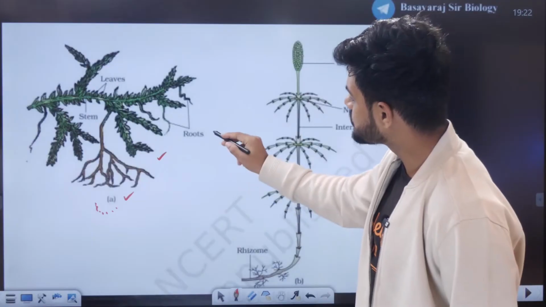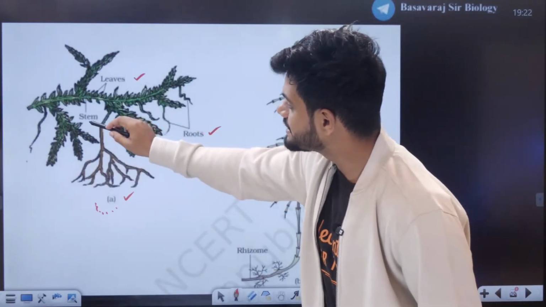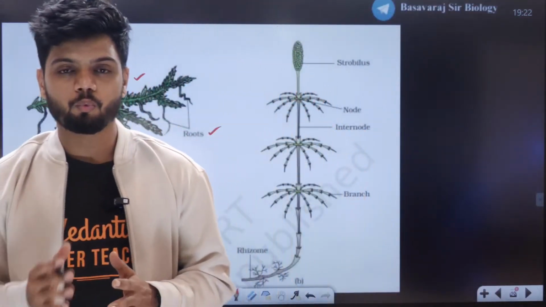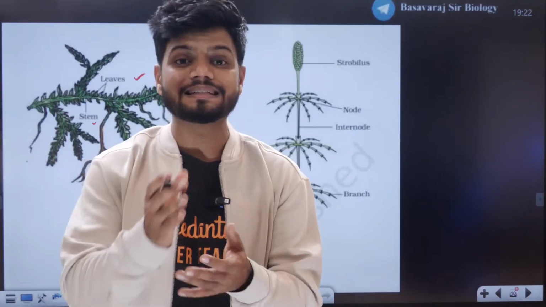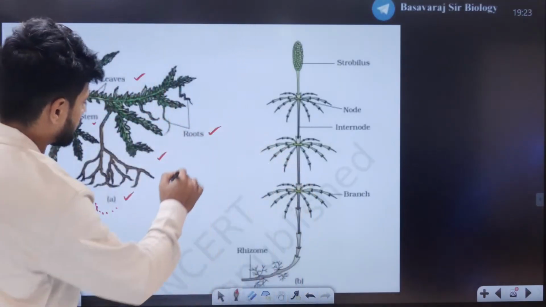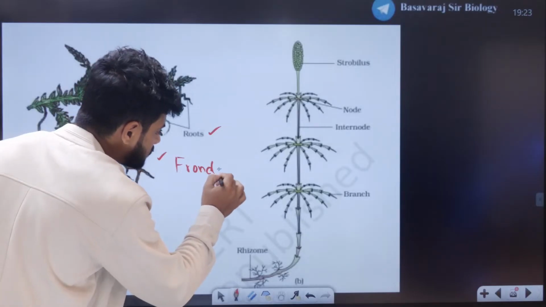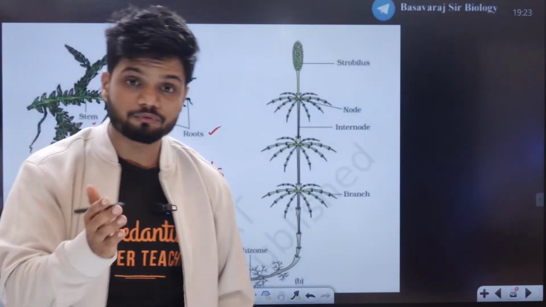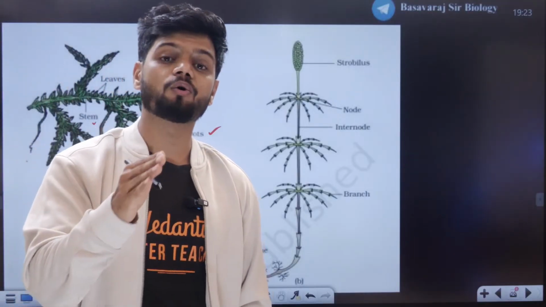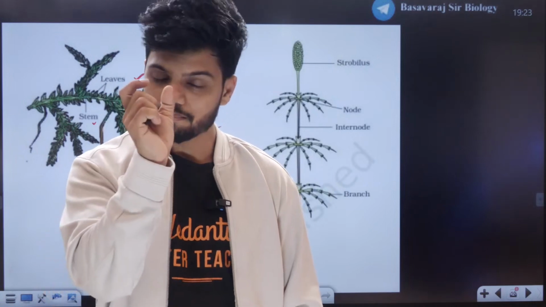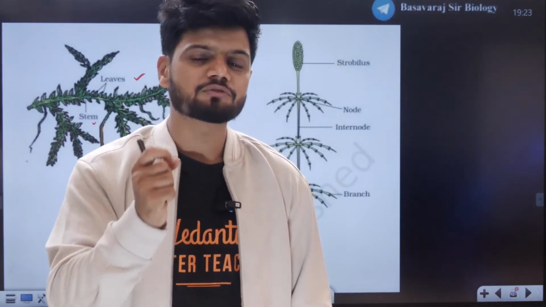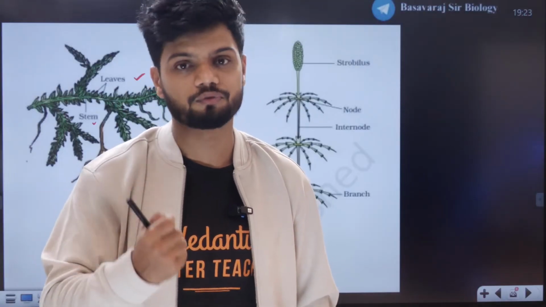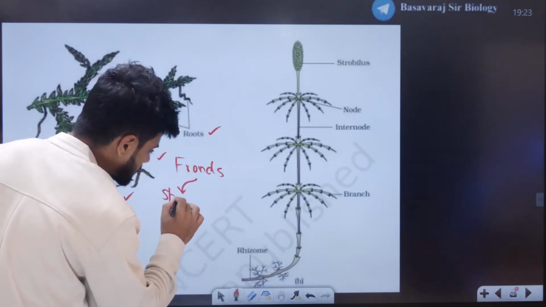This is a pteridophyte. It has root-like structures, leaf-like structures, and stem-like structures. Now, if you remember, in the case of pteridophytes, the leaves are called fronds. Some fronds can be photosynthetic in nature, and some fronds can also help in reproduction. Such special fronds, also called fertile fronds, are called sporophylls.